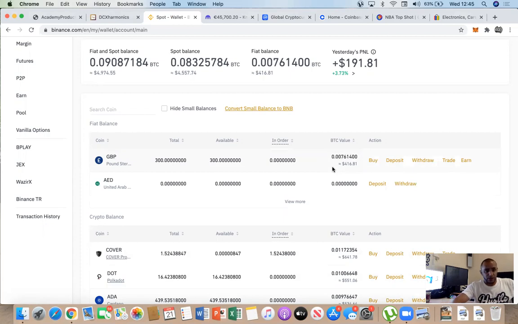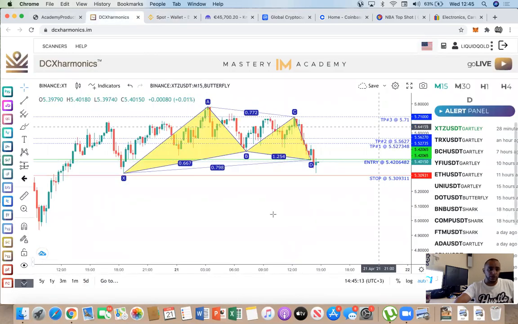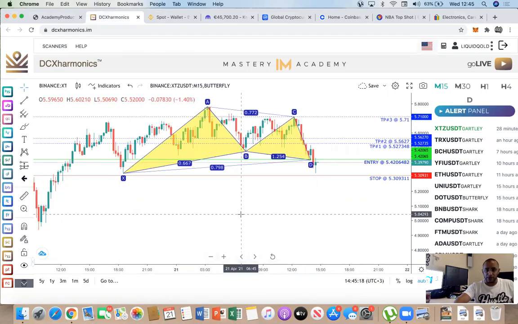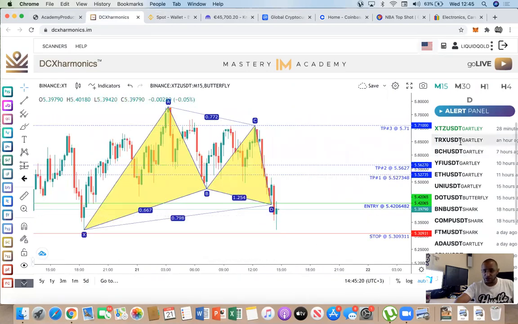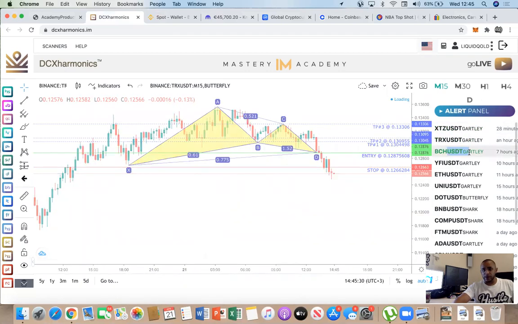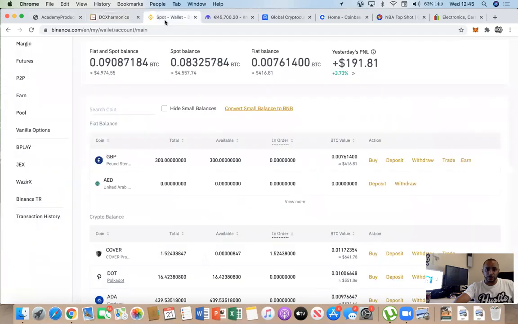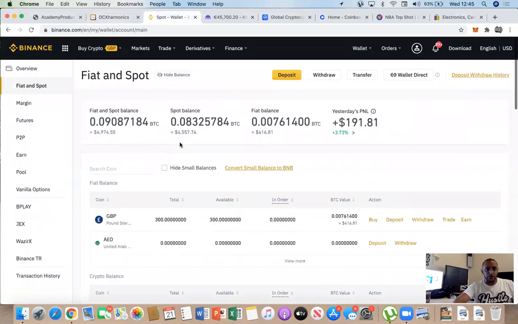You with me? So if you have the elite package, you probably have something called Harmonics. The DCX Harmonics is your crypto harmonics. It tells you exactly when to get into the trades, right? So as you can see, most of the pairs are all trading against the USDT. You with me? So this is why it's important we exchange our GBP to USDT. So let's get started. How do we convert our GBP to USDT?